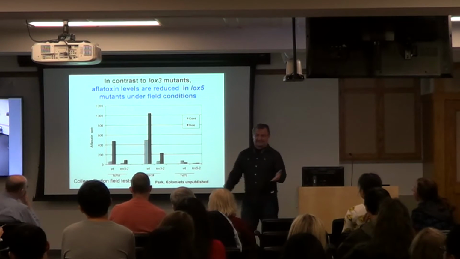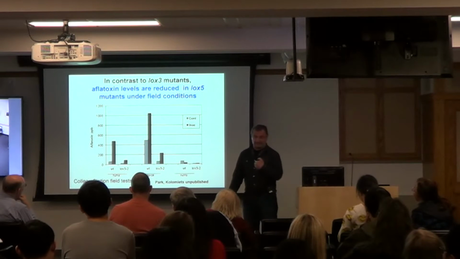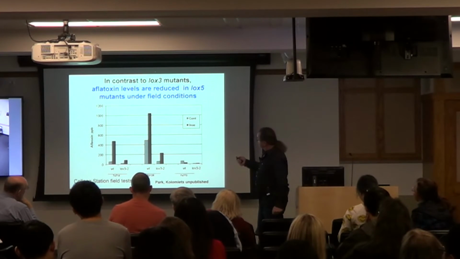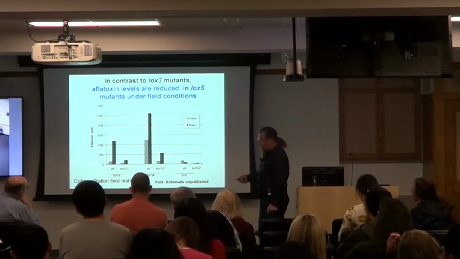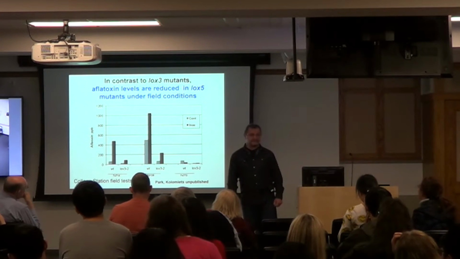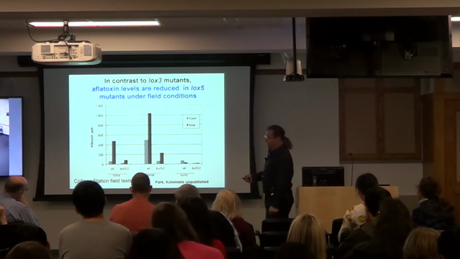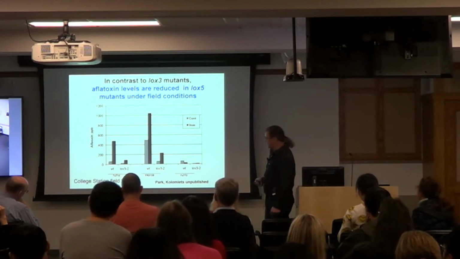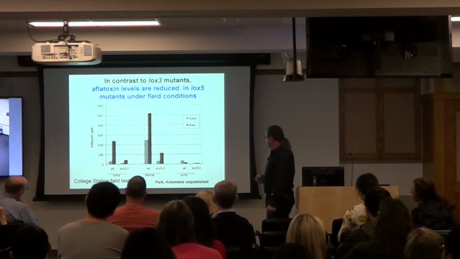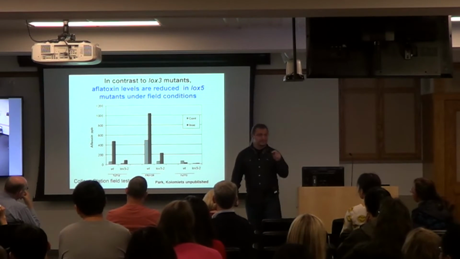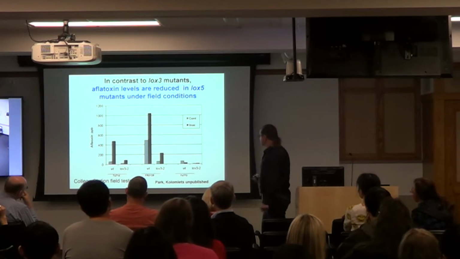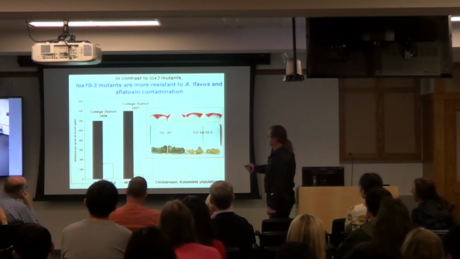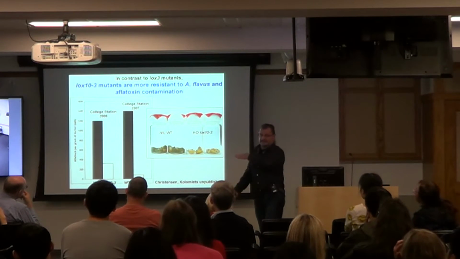So we then tested these other LOXs that are all expressed in the seed, and sure enough, we saw the exact opposite. In contrast to LOX3 mutants, LOX5 mutants were contaminated by aflatoxin about 5-fold less in every genetic background that we have tested, including the check that breeders use for resistance to aflatoxin. So it's a really amazing effect. We tested LOX10 and it was the same. 2006 and 2007, we have tested them every year.